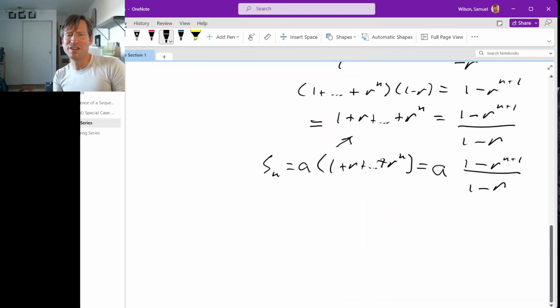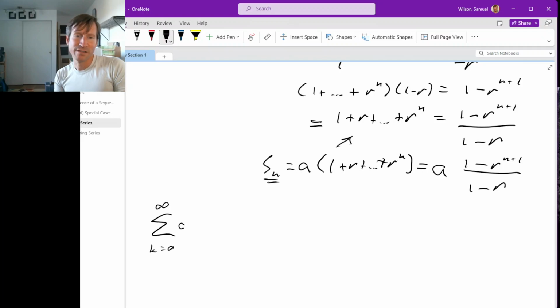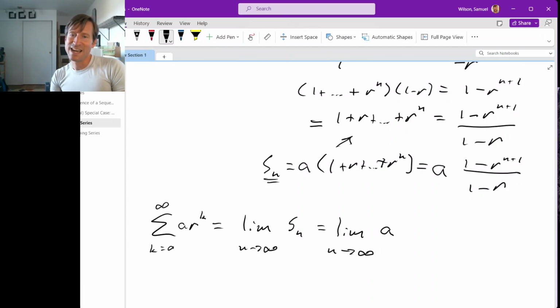Notice that actually nothing we have done so far depends on r being between minus 1 and 1. Now that we have this nth partial sum, remember the reason we computed this is because the sum of our geometric series, the entire series, a times r to the k, is going to be equal to the limit as n goes to infinity of this partial sum, if this limit exists. But now we know what this partial sum is. This partial sum is a times 1 minus r to the n plus 1 over 1 minus r.